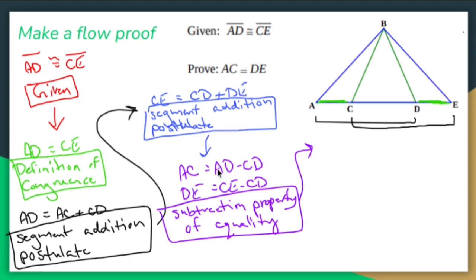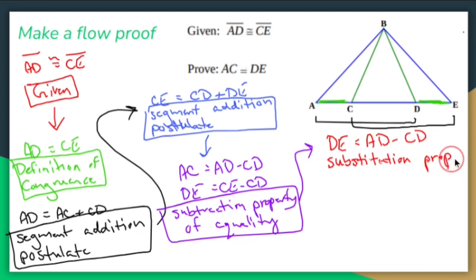Oh, wait a minute. AD and CE are the same. So if I take one of these, if I take DE, for example, and I replace CE with AD, I now have AD minus CD. And what I did is I rewrote DE equals, and replaced CE with AD. So I used the substitution property. Running out of room, so I'll put prop. Okay. Now my last step.